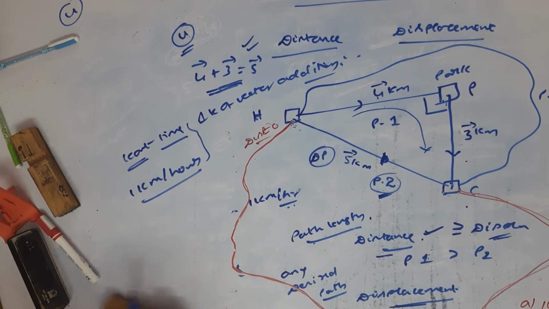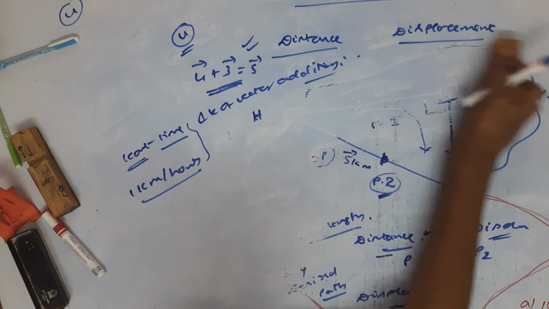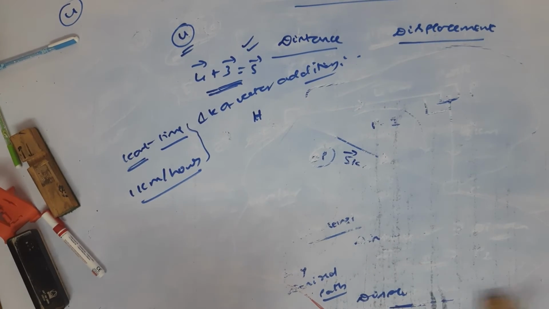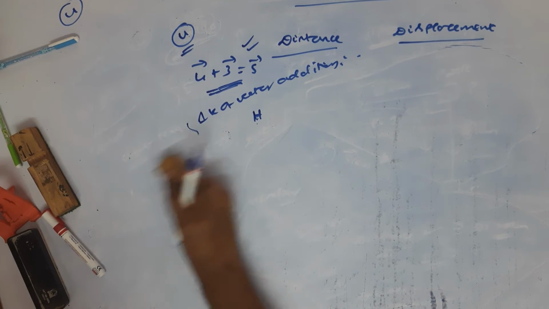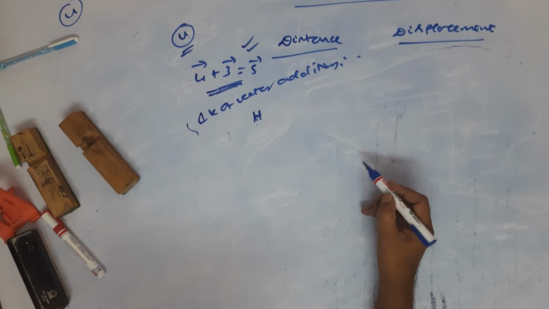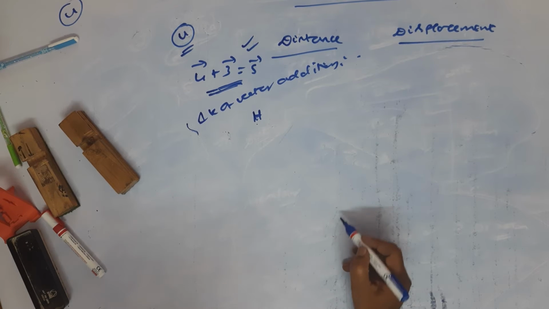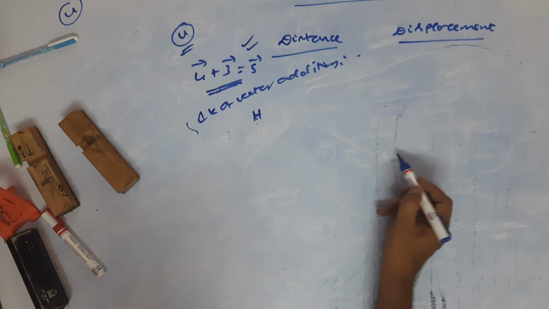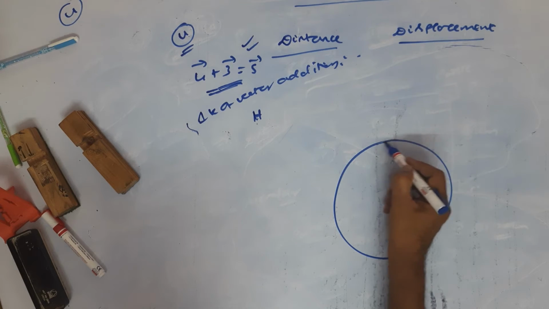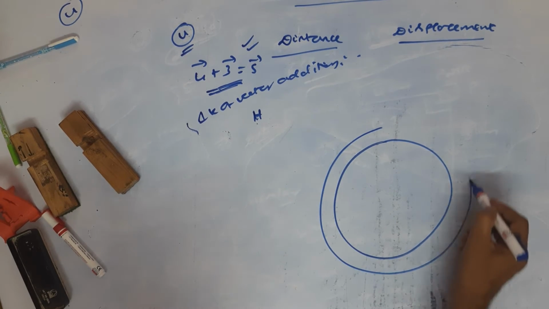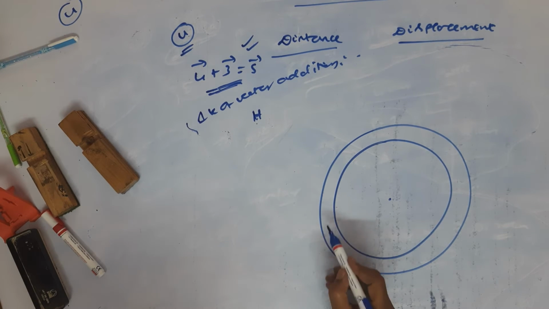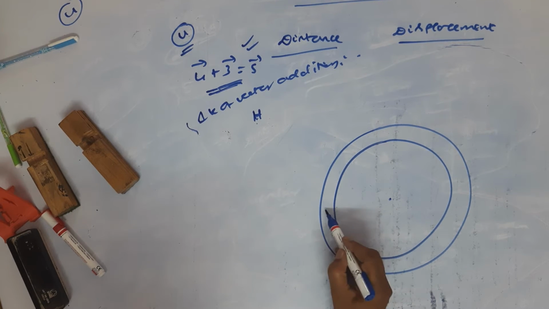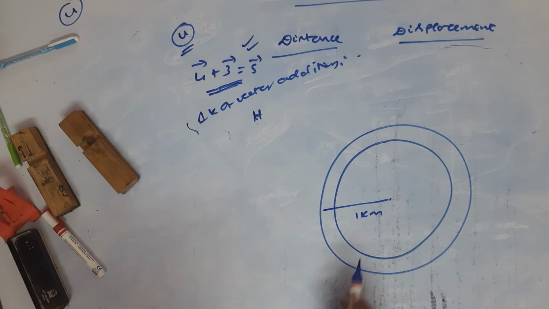Now, based on this, I want to ask some more questions. These questions were asked in NEET, Karnataka CET, and also JEE. Okay, look here. The question is like this. Imagine there is a big park, and a circular track is also there. This is the center of the park. Let the radius of this be 1 kilometer.